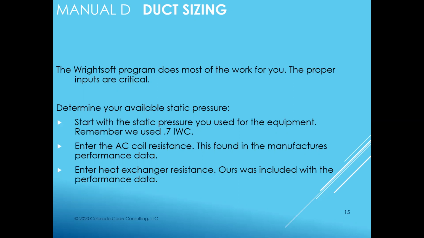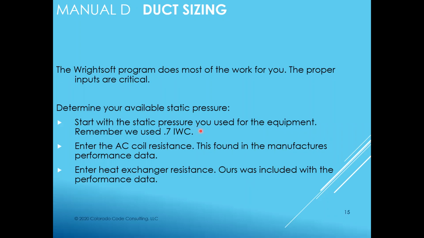So how did we end up with 0.7 inches of water column? That's where we started. Well, it's the designer's best guess. They've got to start somewhere. This just happened to work. Remember, in our fan speed chart, at a 0.7 total external static, it would move that 800 CFM for heat, for instance.